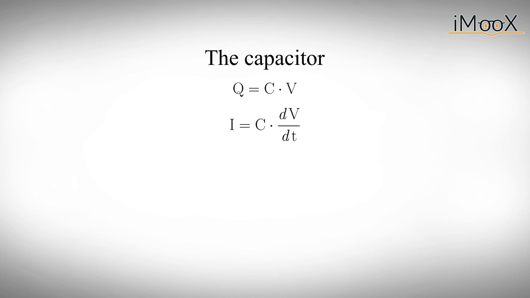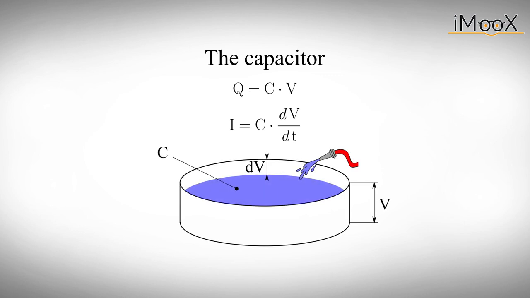On the left side of the equation, we get electrical charge per time, which is equal to current. On the right side, we get C times dV over dt. This resembles the dynamic behavior of a capacitor. One way to think of this equation is to imagine the capacitor as a water tank with area C and height V. The volume Q of the water is simply C times V.